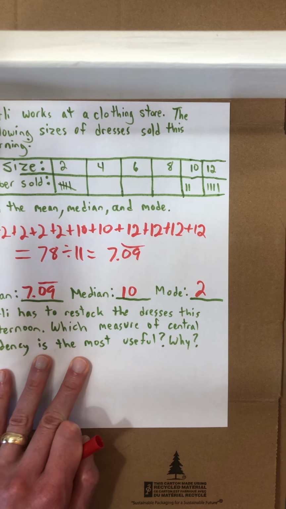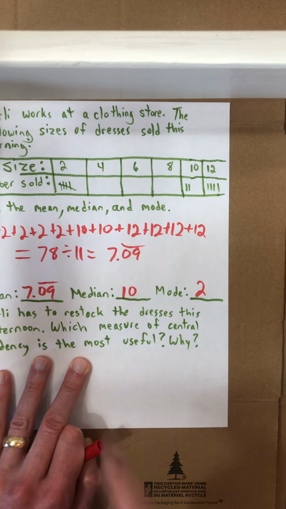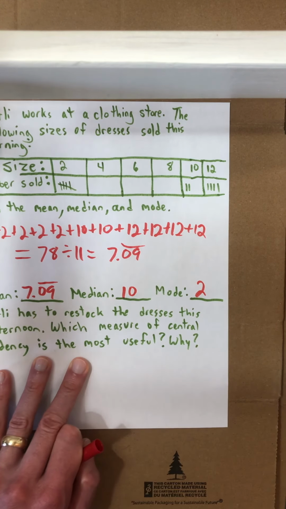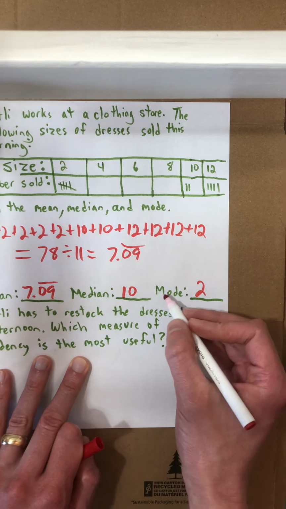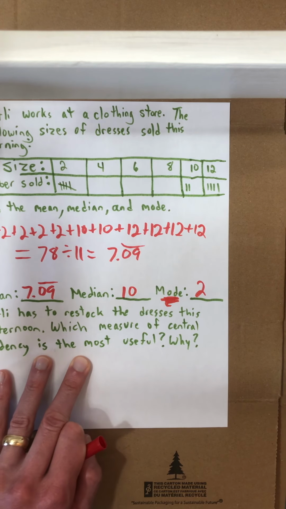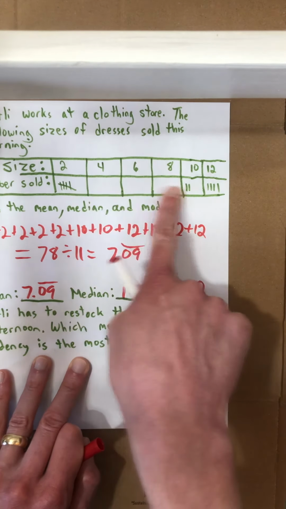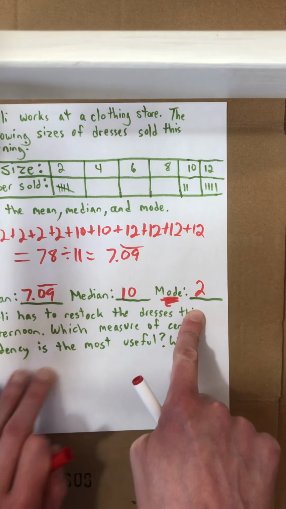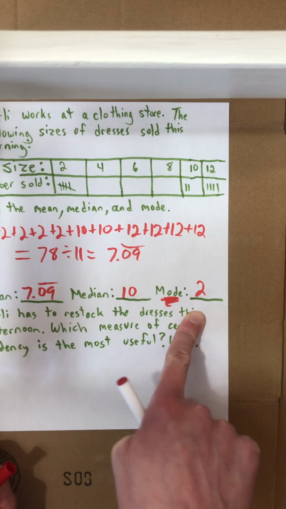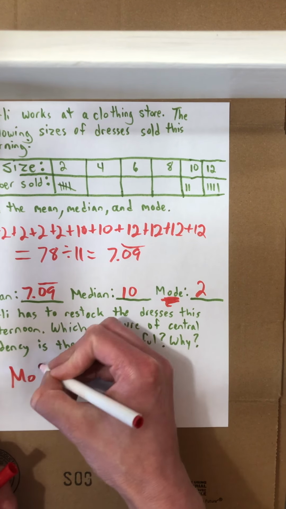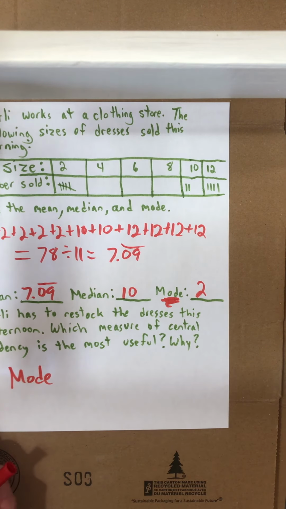But the problem is Carly has to restock the dresses this afternoon. So which measure of central tendency is the most useful? Well, the most useful one in this case would be the mode. If she's trying to restock something, she wants to know which one has had the most taken out of it. Even though it's not anywhere near the middle, mode is the most commonly taken dress. So that's why mode would be the one that she would want to use.